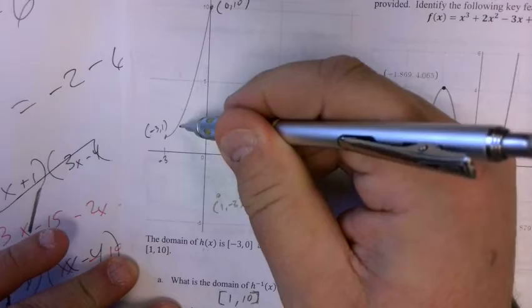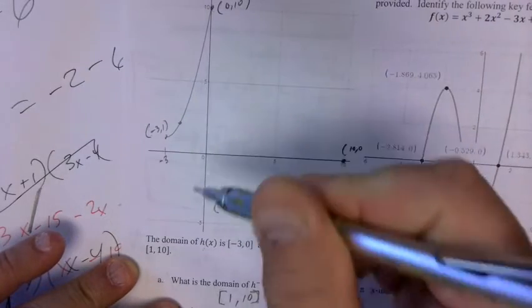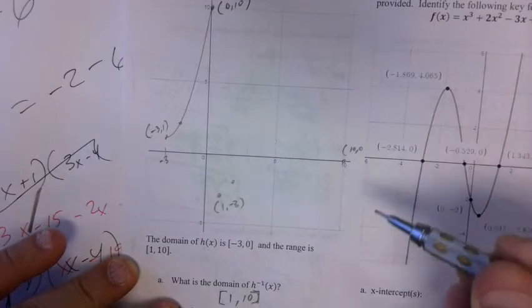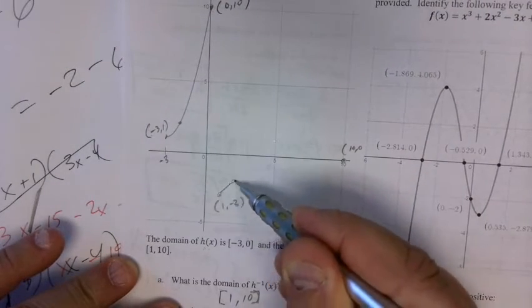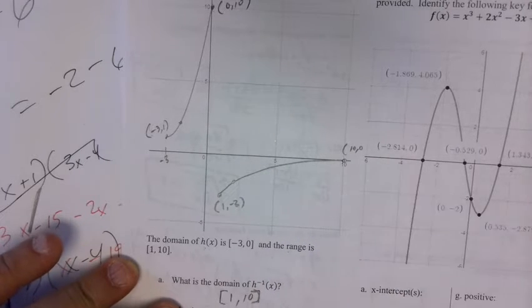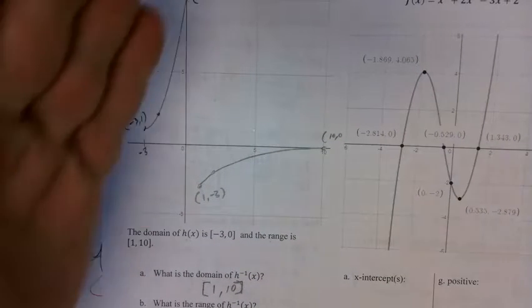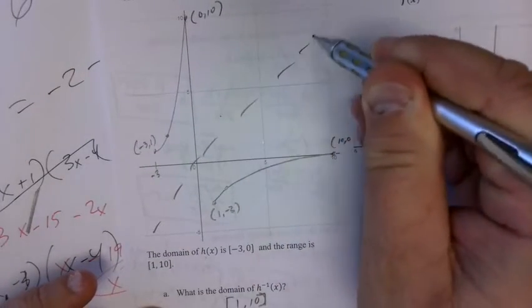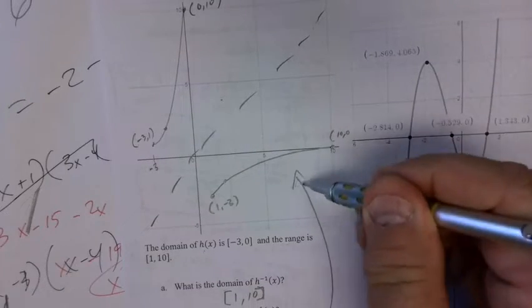I'm looking for another point. This looks like it goes through the point -2, 2. If I switch that, it goes to 2, -2 right there. I think that's probably good enough, because I can swing that, and there is the graph of my inverse. Cool. I'm just taking that and reflecting it over this diagonal line. So that's up above there.